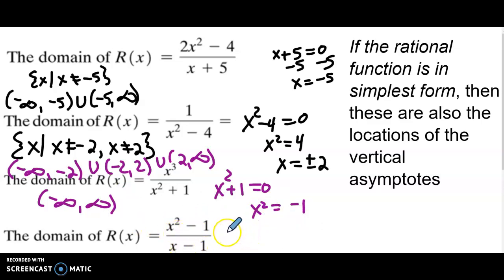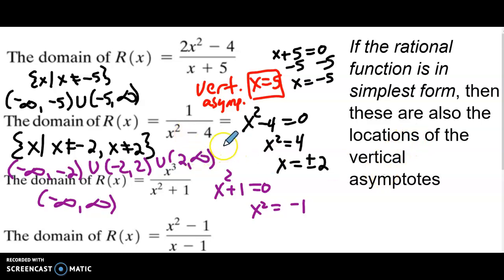Okay, in this case, guys, if I want to say what are the vertical asymptotes, this vertical asymptote is x equals 5. Okay, this is saying if the rational function is in simplest form, then the excluded values of the domain are also the locations of the vertical asymptote.